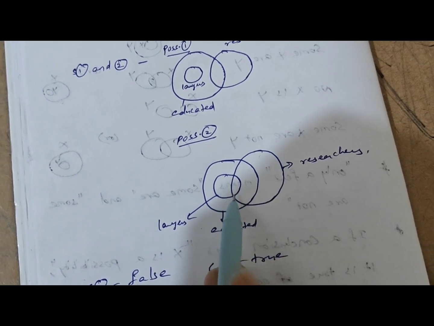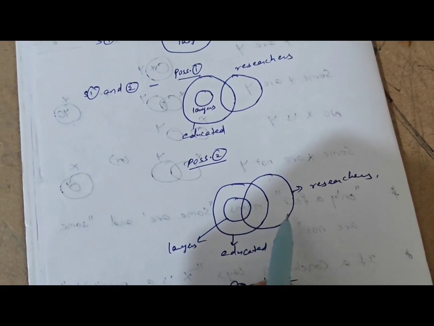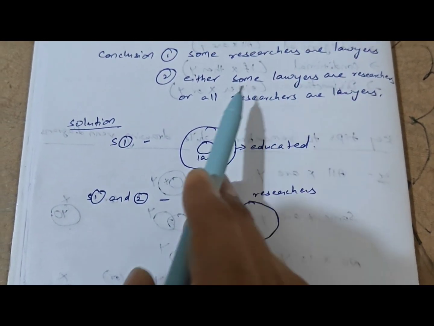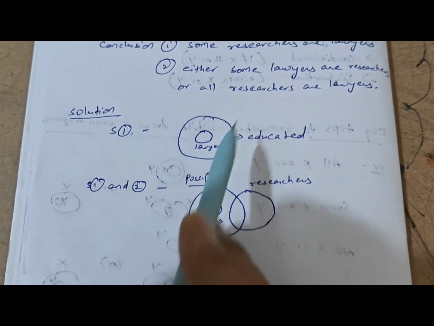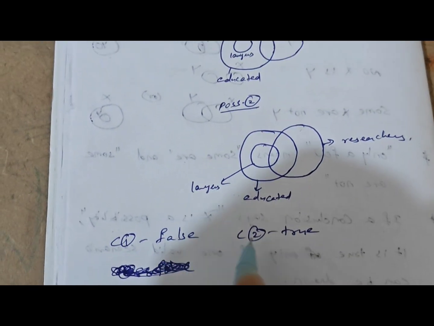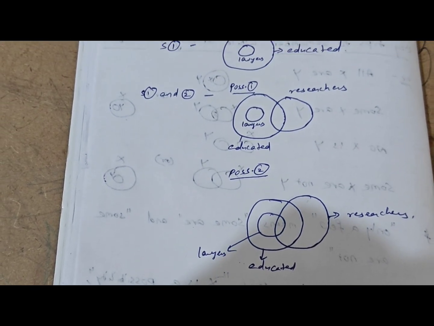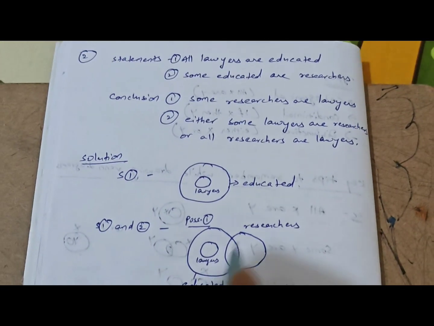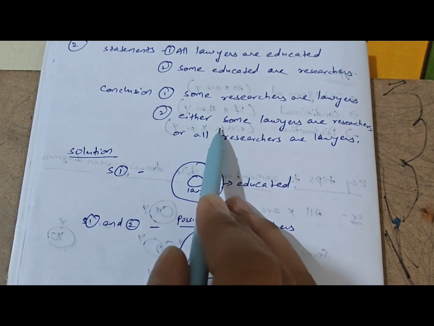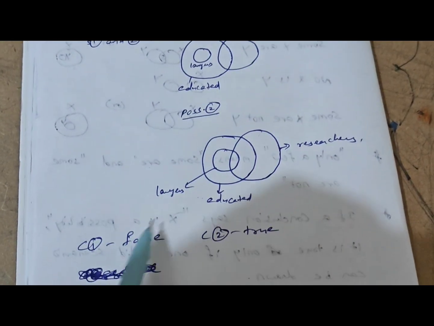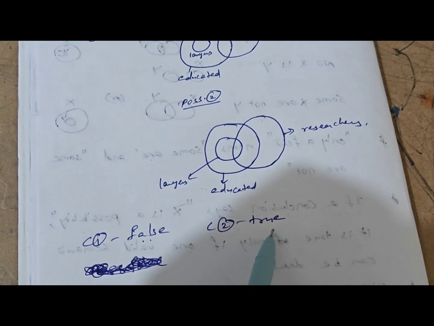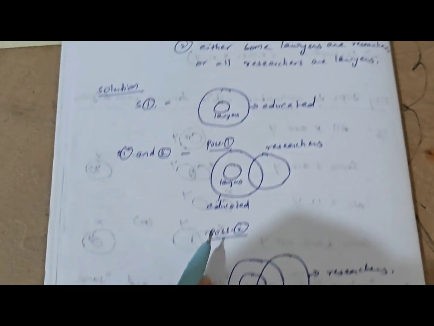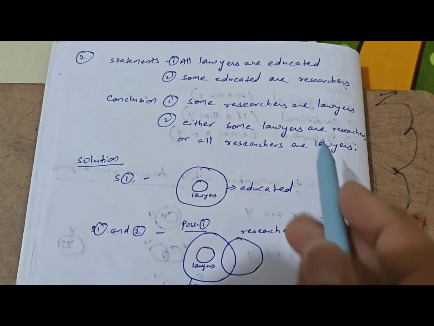Now we come to the conclusion part. First conclusion: some researchers are lawyers. There are two possibilities, and in one of them it is true, and in the other it is not true. So it is not a definite conclusion, so it is false. And for the second conclusion, either some lawyers are researchers or all researchers are lawyers, here one statement is true. So the solution is that conclusion 2 only stands true and conclusion 1 is not true.